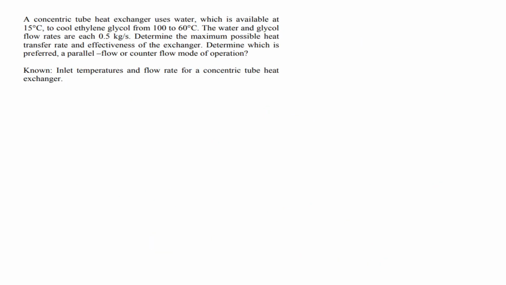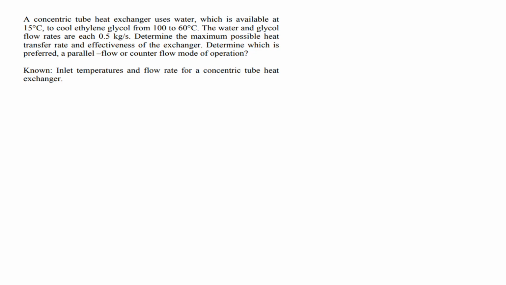Okay, now we will go to the second problem. It is also for a heat exchanger, but with a cylindrical shape. Now a concentric tube heat exchanger uses water, which is available at 15 degrees Celsius, to cool ethylene glycol from 100 degrees Celsius to 60 degrees Celsius. The water and glycol flow rates are each 0.5 kilogram per second. Determine the maximum possible heat transfer rate and effectiveness of the exchanger. Determine which is preferred, a parallel flow or a counter flow mode for the operation.